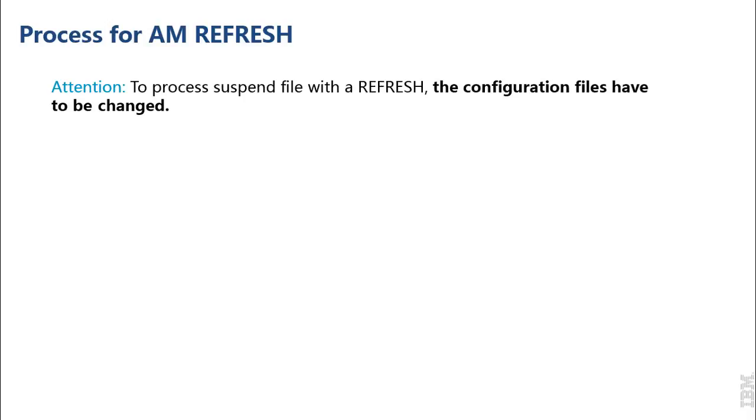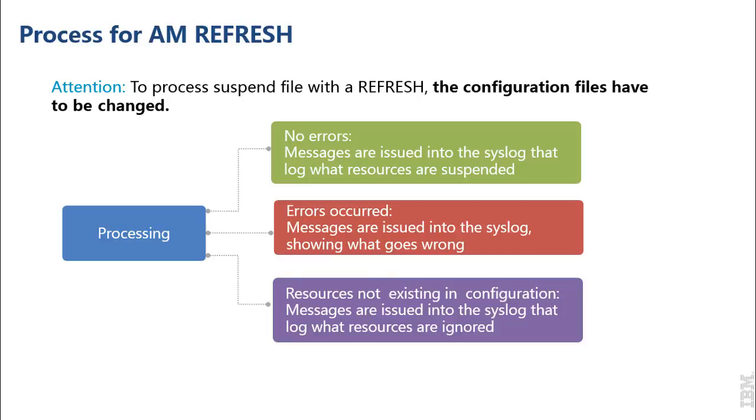How is the suspend file processed? To process the suspend file with a configuration refresh, only changing the suspend file is not sufficient. The configuration files must be changed, for example, you have changed relationships or added new resources. The configuration change is necessary to drive a major refresh. If no errors occur during processing, messages will be issued to the syslog showing which resources are suspended. If there are errors, you will see error messages that show where it goes wrong, so you can go back to the suspend file to correct the errors.